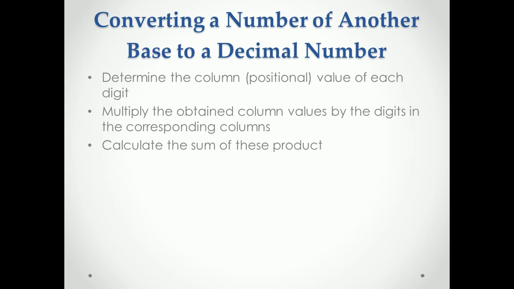So while converting these numbers, you have to follow these steps. So what are these steps? First, determine the column or positional value of each digit. You have to write the positional value of each digit separately. That we will see in the numerical. After this, multiply the column or positional values by the digits in the corresponding columns.